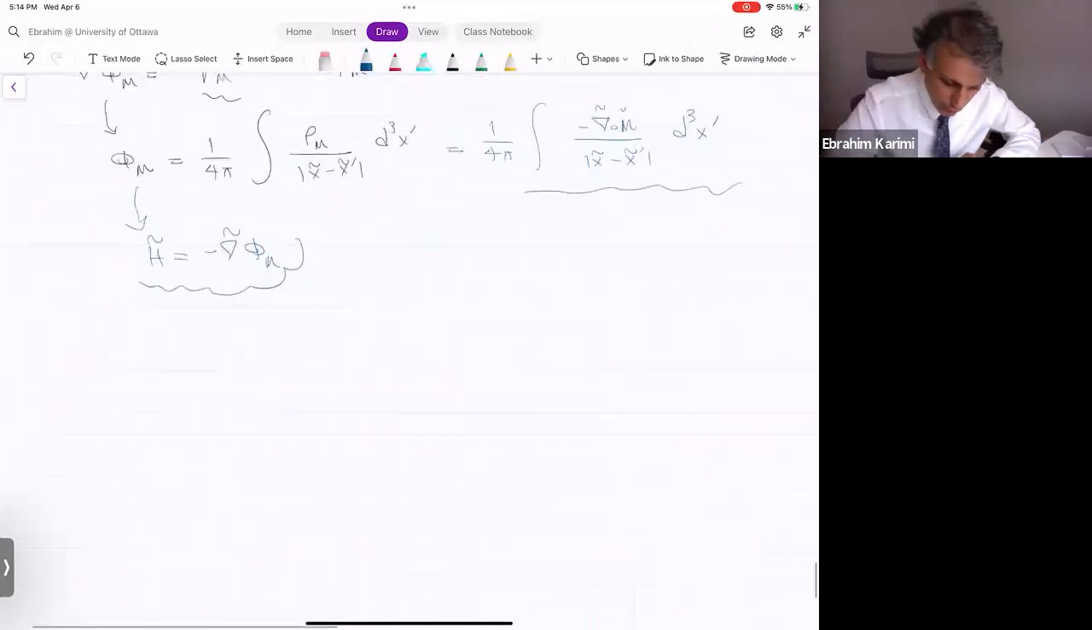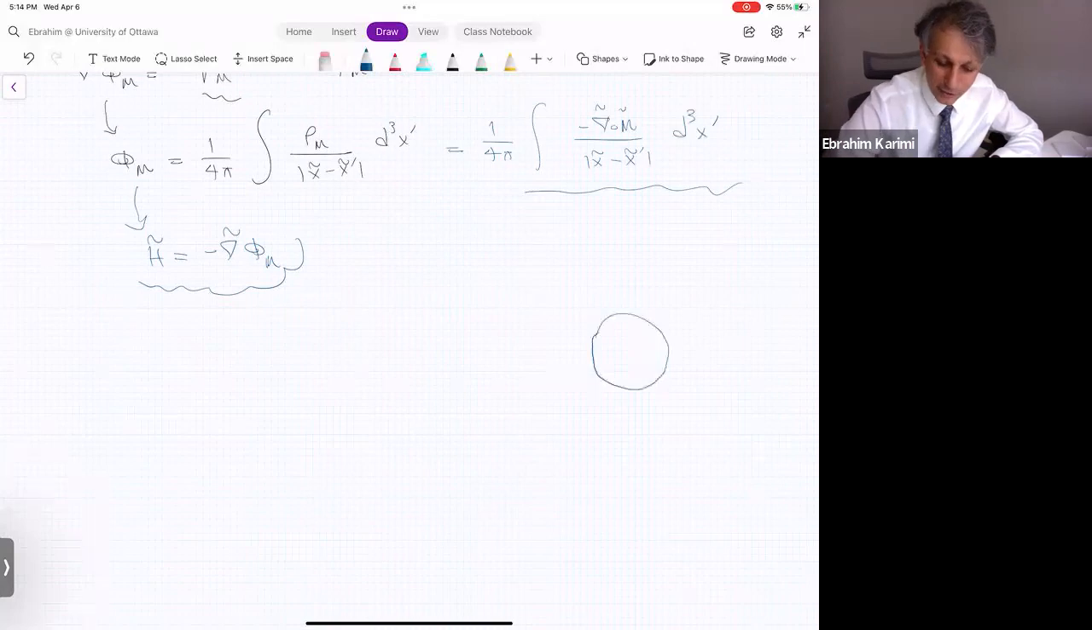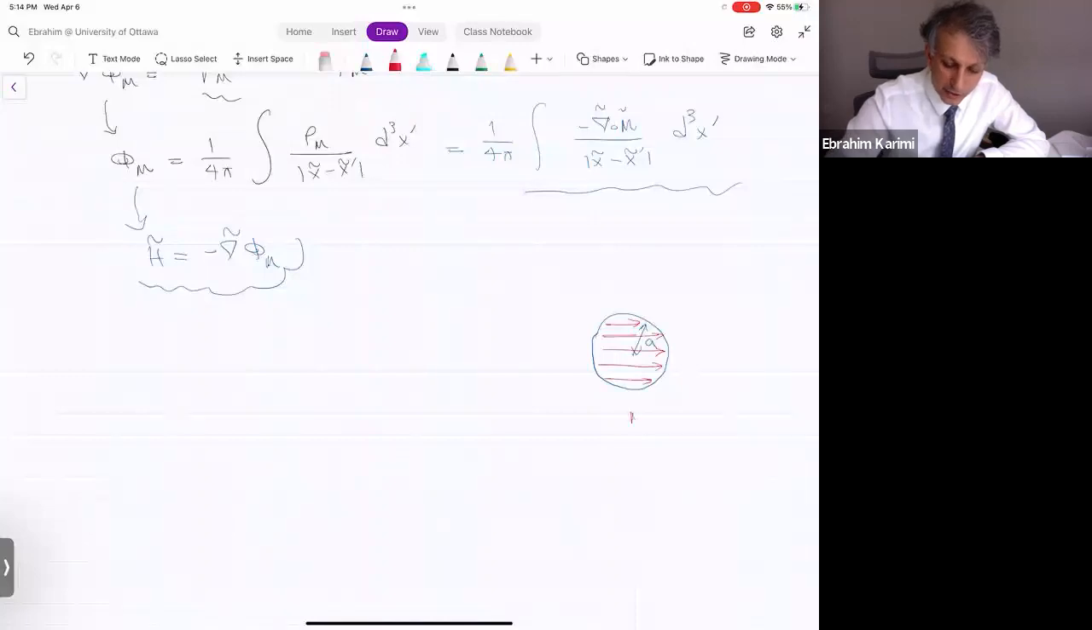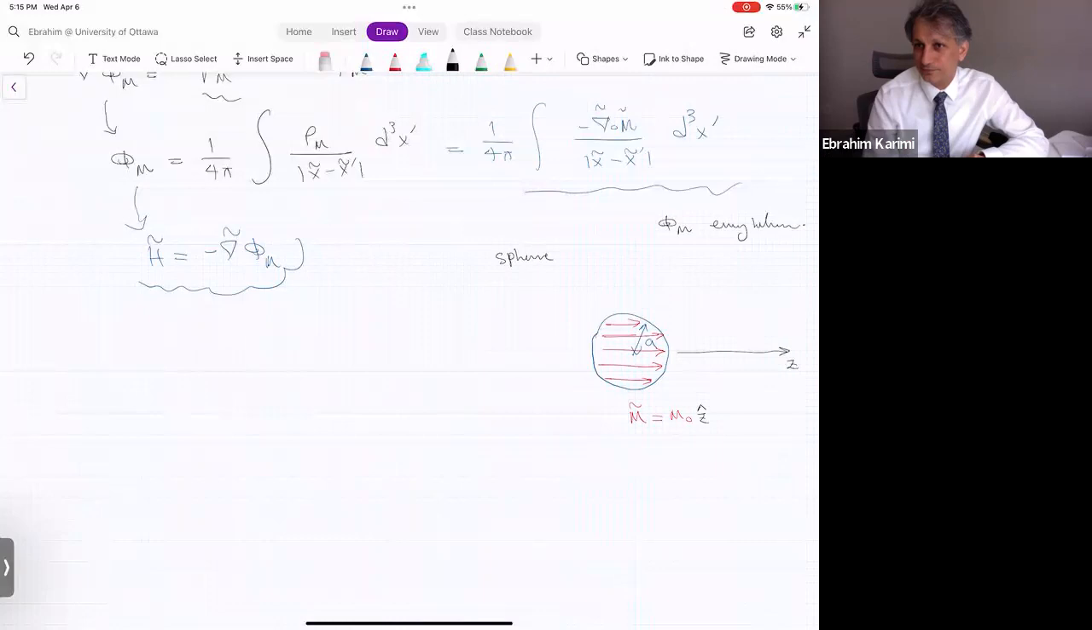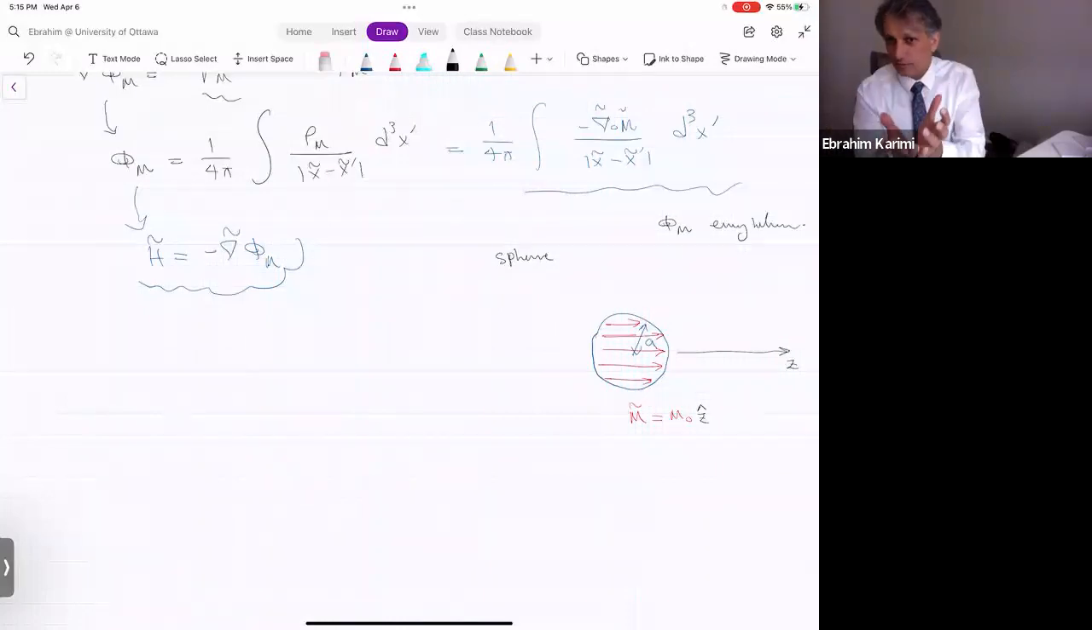As an example, I can give you a problem which you have already solved, assuming that you have a sphere with a radius of a, guys, and a certain magnetization m. This magnetization m is given by m0 along a specific direction. I assume that this is the z direction. Remember, that's a sphere, and m is along the z direction. I'm asking you to find phi m everywhere. Can you calculate this? I have a sphere with the magnetization of m0 along z, and I'm asking you to find the potential everywhere. Can you do that?